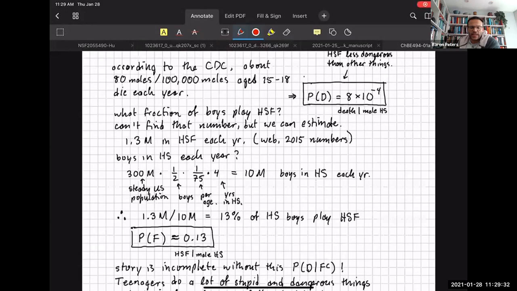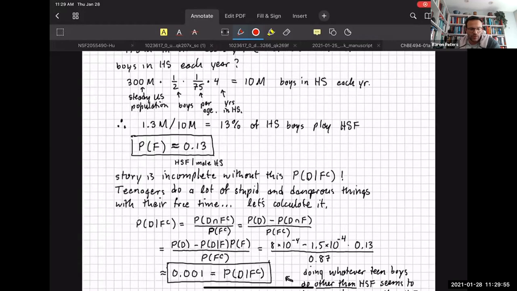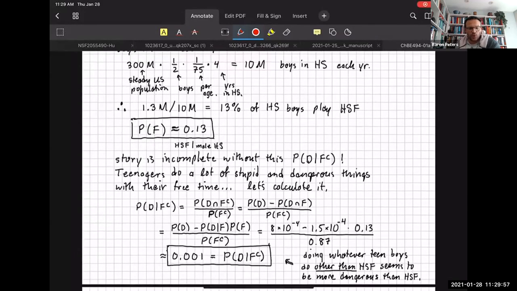Okay. And so that ends up giving you approximately 10 million boys in high school at any given year. We have now computed that about 1.3 million per 10 million equals 13% of high school boys are playing high school football. That gives the probability of event F as 0.13. Remember, the whole point of this exercise was to say that the Huffington Post story is incomplete without this comparison number. We want the probability of dying given that you don't play high school football.